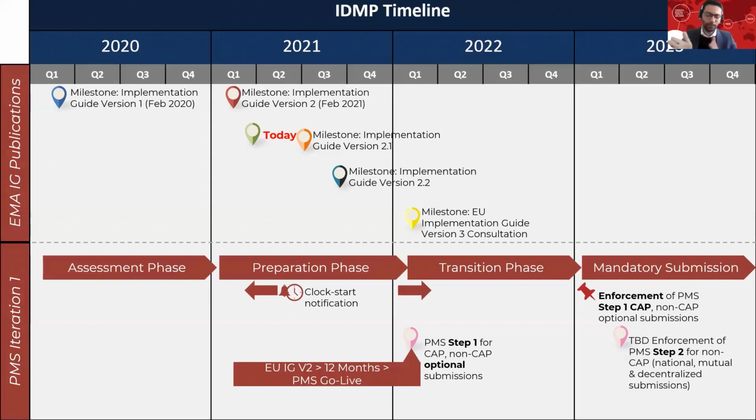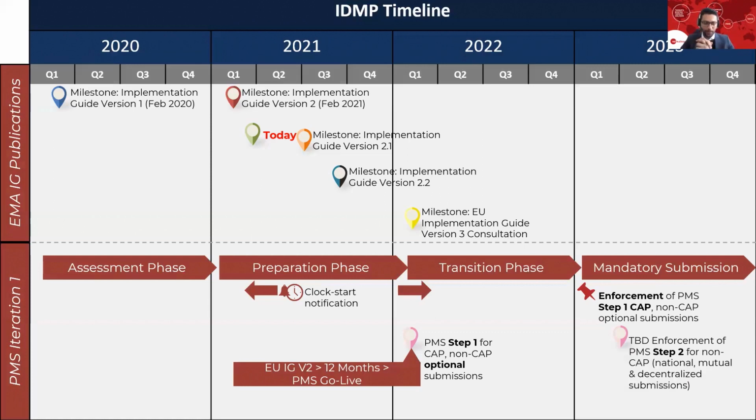So industry will have at least 12 months to start preparing for the CAP iteration 1 submissions, where the industry will be encouraged to start submitting the data. And then following that, there will be at least 12 months before the PMS step 1 will be enforced. And that enforcement would be just for the CAP submissions. Now, the MAH will have the option to also submit their non-CAP licenses along with CAP, or they can continue using the current XEVMPD process to submit the non-CAP submissions.